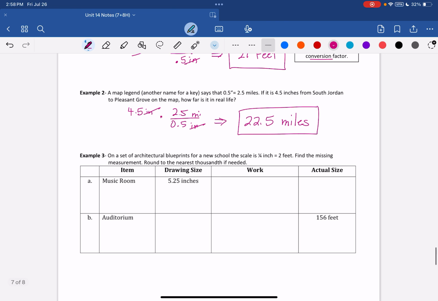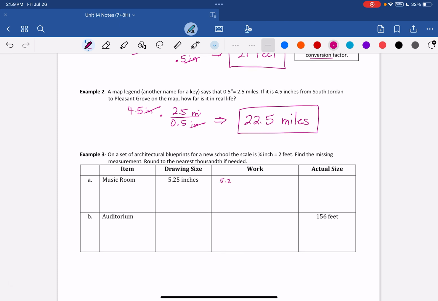On a set of architectural blueprints for a new school, the scale is 1/4 inch equals 2 feet. Find the missing measurement. The music room, the drawing size is 5.25 inches. So we're going to multiply 5.25 inches by 2 feet over 0.25 inches, because this is inches. So the actual size when we multiply is 42 feet.